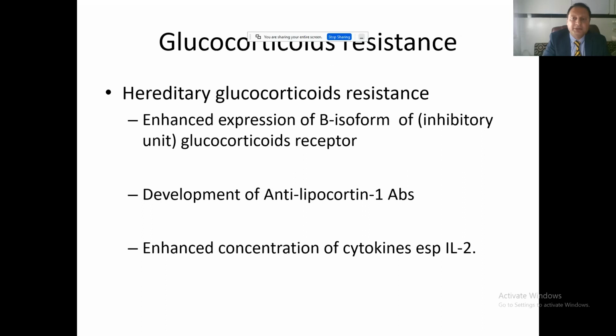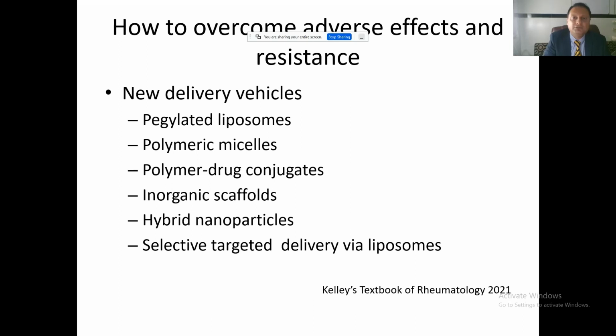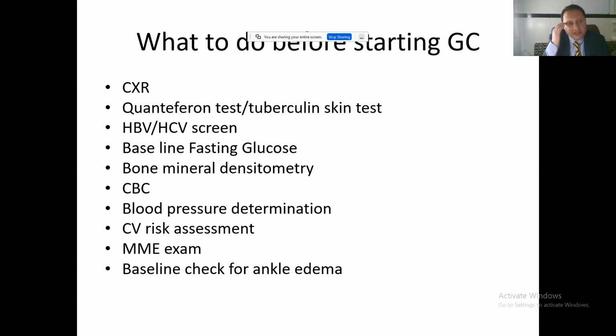Now, there is resistance to these medications as well. At times you give steroids, but the patient is not responding. So there are a lot of different mechanisms. I don't want to spend too much time on these, but you need to be aware that a patient not being responsive to glucocorticoids does not mean that they do not have an inflammatory condition. So this needs to be kept in mind. And how to overcome adverse effects and resistance? You can use new delivery vehicles of different liposomes and scaffolds and different other things that have been mentioned here. Really, you need to be aware that you need to have a chest x-ray and different screening tests before you embark on starting your patients on high-dose steroids in particular.